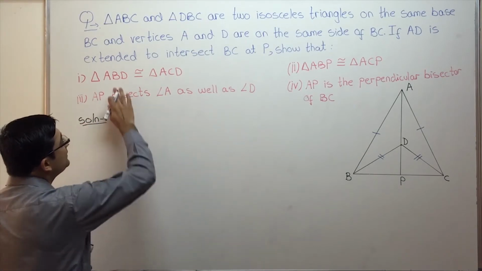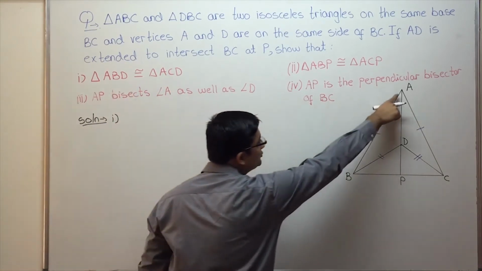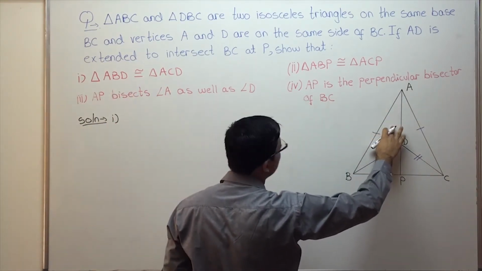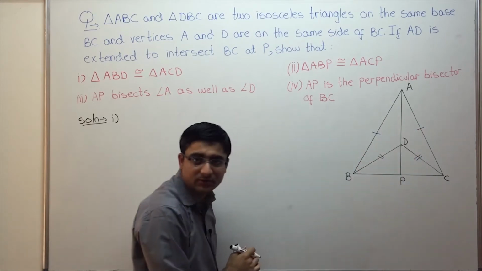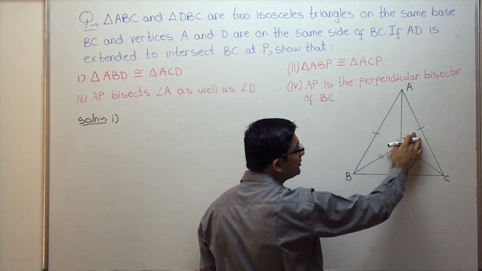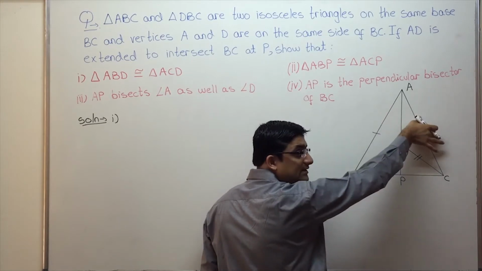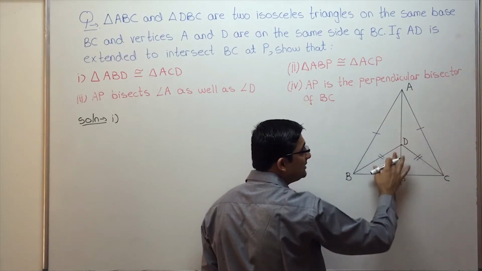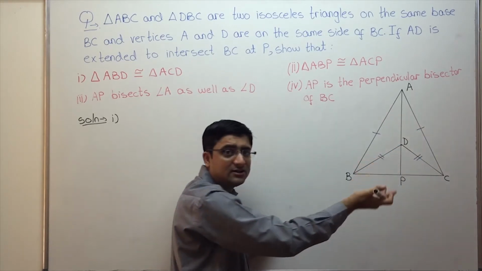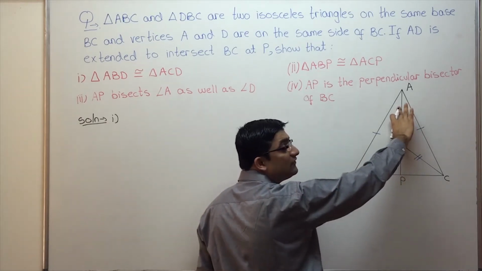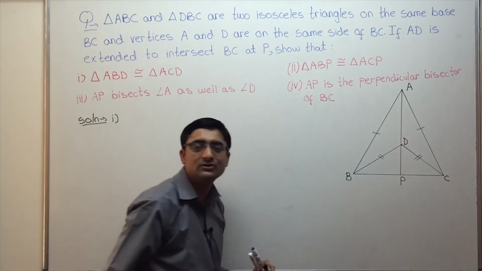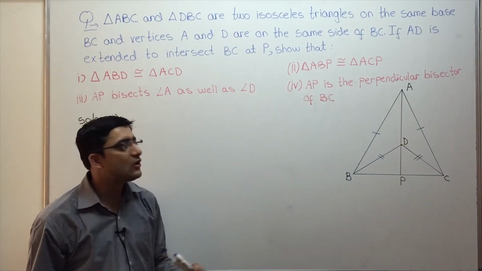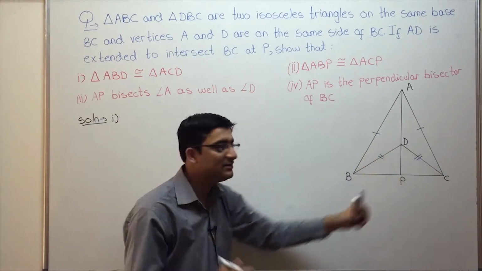So in the first part, we have to show triangle ABD, this triangle, is congruent to triangle ACD. So we have to show these two triangles to be congruent. So how can I show these two triangles to be congruent? Simple. AB is equal to AC, one pair of corresponding sides. BD is equal to CD, another pair of corresponding sides. AD over here is the common side. So all the three sides of this triangle correspond to all the three sides of this triangle. Hence they are congruent by SSS criteria. So let's write it down.